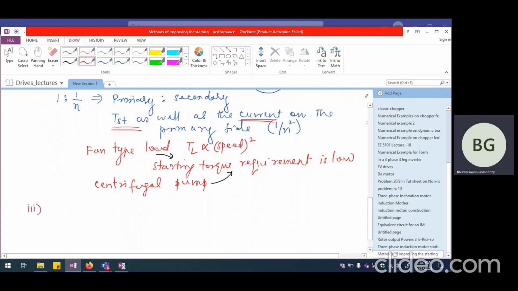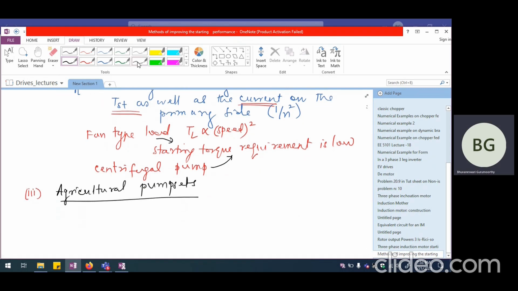The third type of starting that is commonly used again in agricultural pump sets, very commonly used in agricultural pump sets that are run by the induction motor. In these cases, what we use is something called star delta starting.